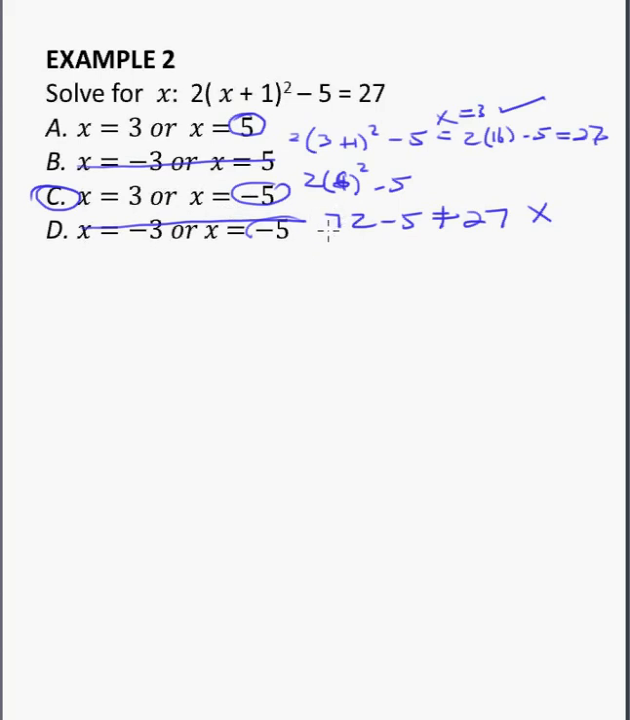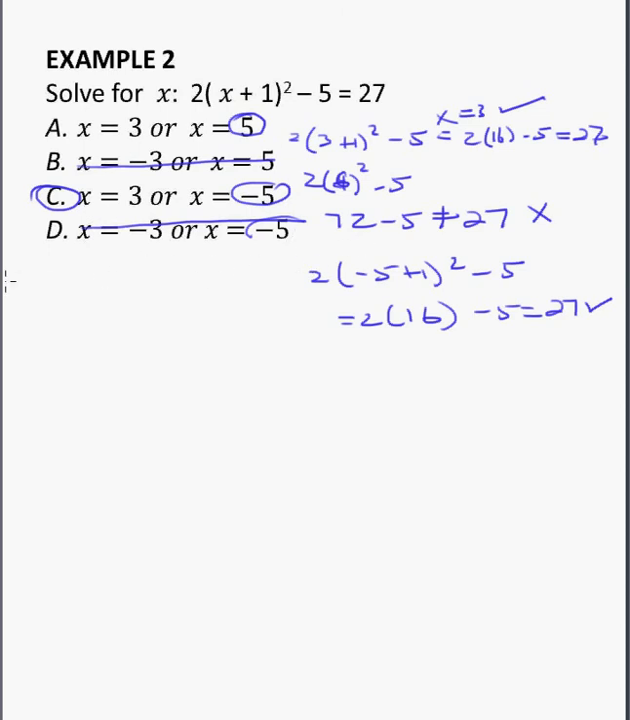And when you plug x equal to negative 5, you see that I have 2 times (minus 5 plus 1) squared minus 5 is equal to 2 times 16, because 4 squared is 16, minus 5, which is equal to 32 minus 5 is equal to 27. So that works fine. Okay, so you can solve it that way. Now let's look at the second solution.